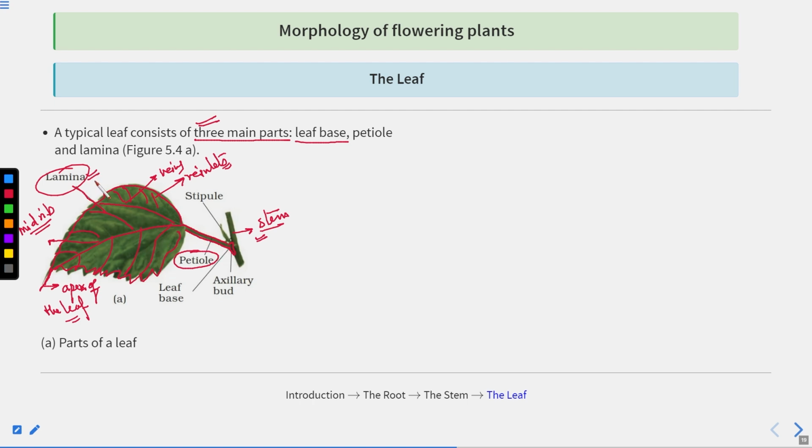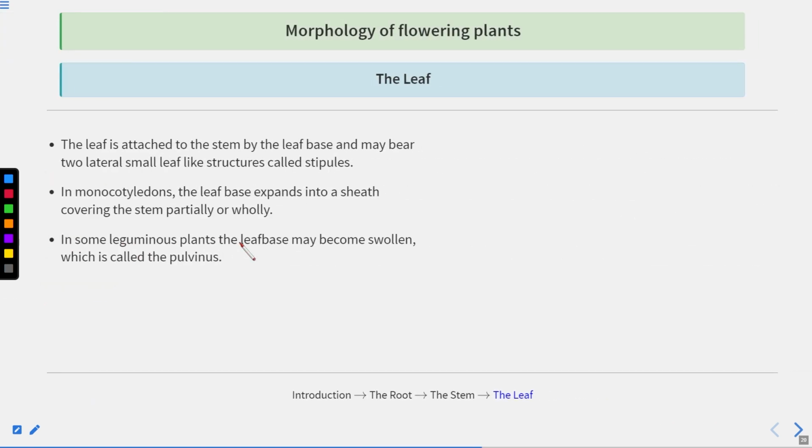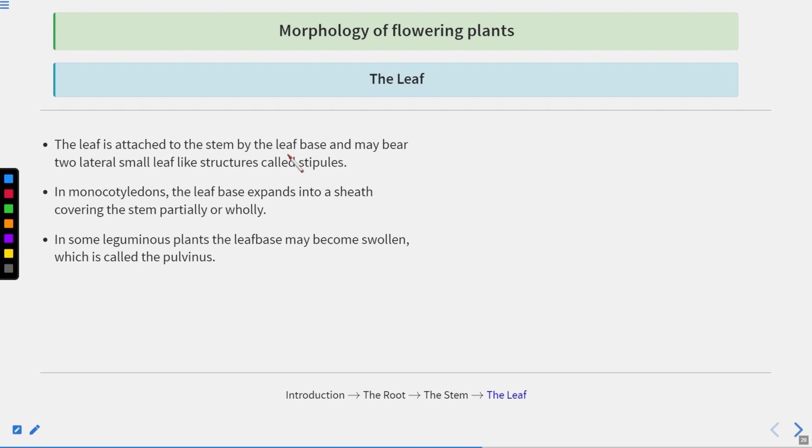Now here at the base we see one more structure. This is called stipules. It is attached to the leaf base, and that is called a stipule. So the leaf is attached to the stem by the leaf base and may bear two lateral small leaf-like structures that are called stipules. It is not present in all the leaves, but in some of the leaves they may bear two lateral small leaf-like structures called stipules.